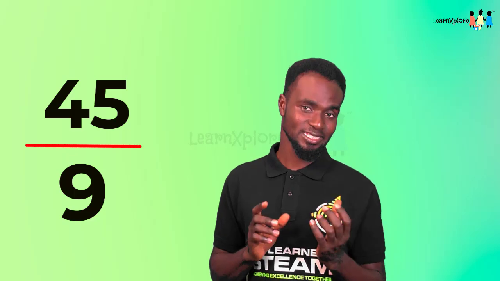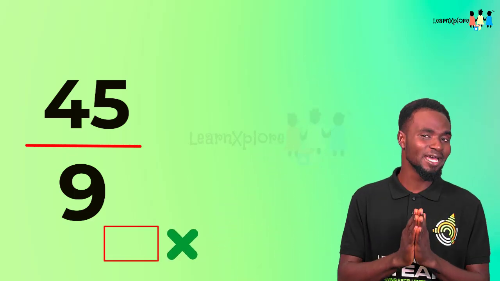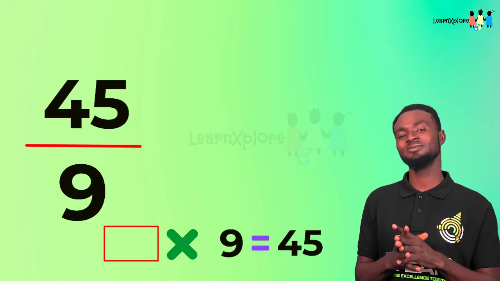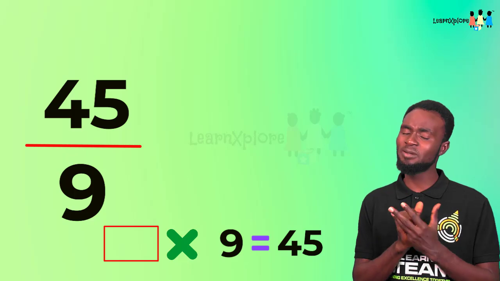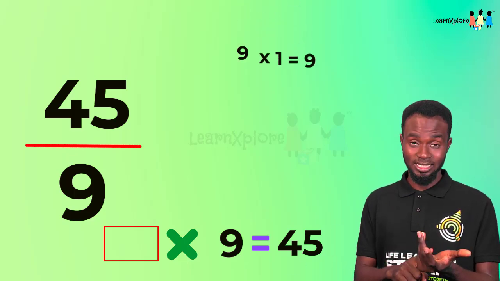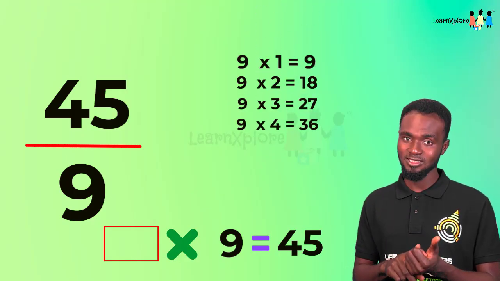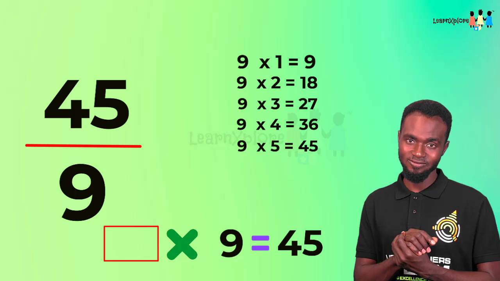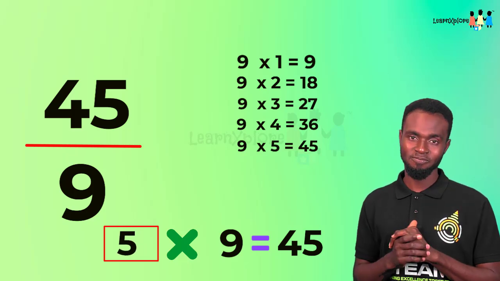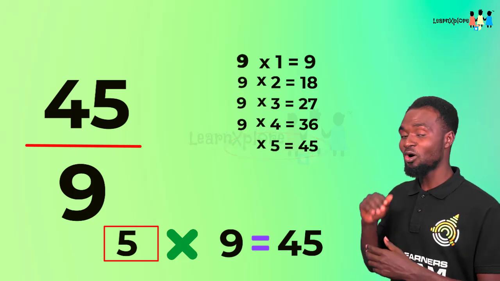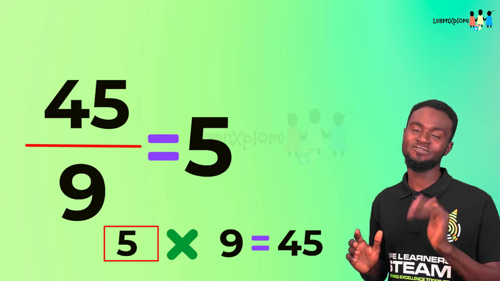What if you have 45 divided by 9? Like we said, you ask yourself, what number was multiplied by 9 to give us 45? So you just do your 9 times table in order to find the answer. What number was multiplied by 9? So we have 9 times 1, 9, 9 times 2, 18, 9 times 3, 27, 9 times 4, 36, 9 times 5, 45. So the answer is 5. That means 5 was multiplied by 9 to give us 45. So the value of 45 divided by 9 is 5.